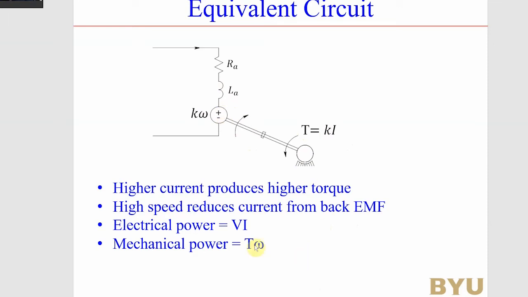And we have two types of power. We have electrical power, which is our voltage times the current. So that's going to be the voltage across these times the current going through here. And we have mechanical power, which is the torque times the speed out here. So we have electrical power and mechanical power.